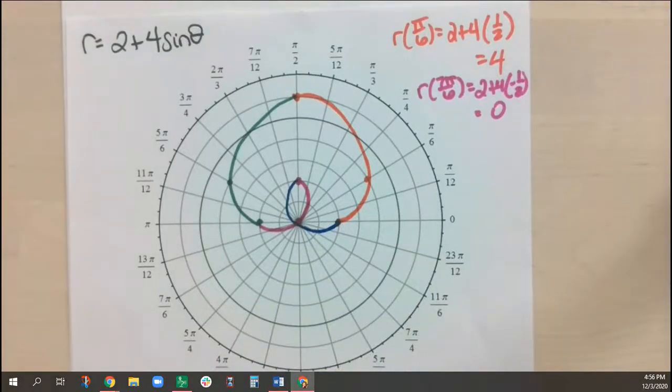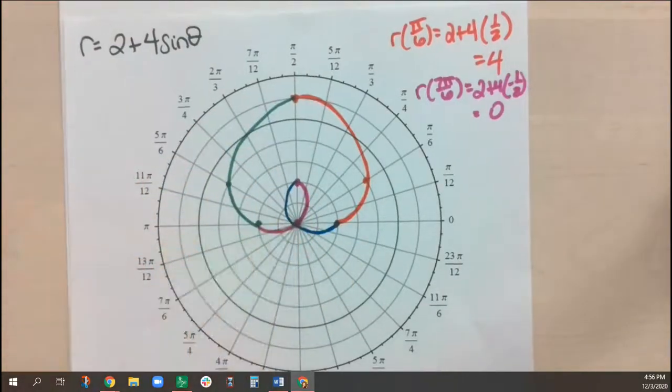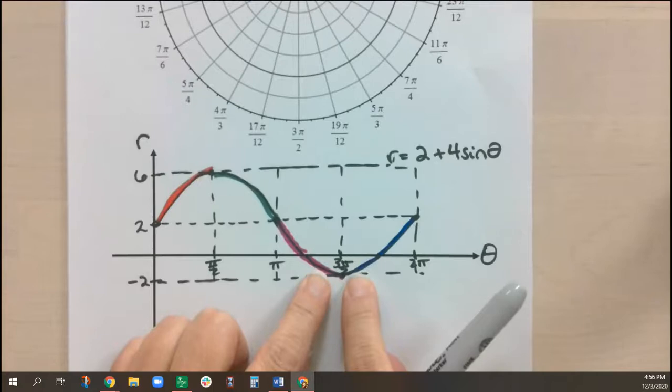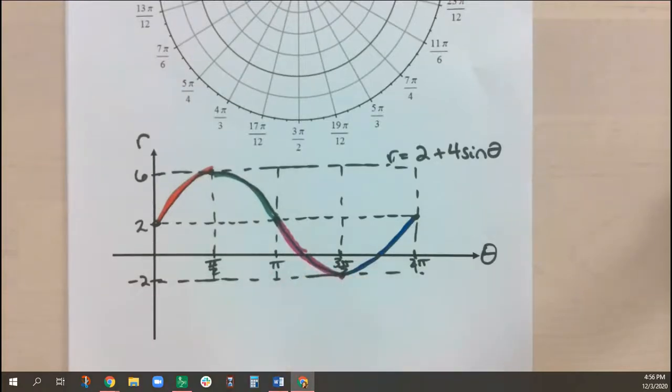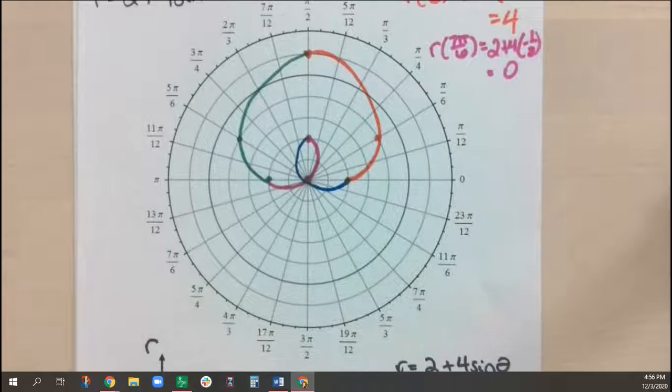And so this is one of the limacons where we end up with this curve that has this inner loop. So hopefully we can see that that inner loop occurs because we have these radii values down here that are negative. In the next video, we're going to look at how to sketch those graphs of the rose curves.